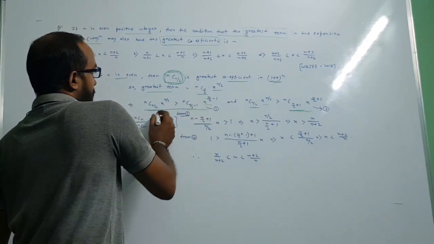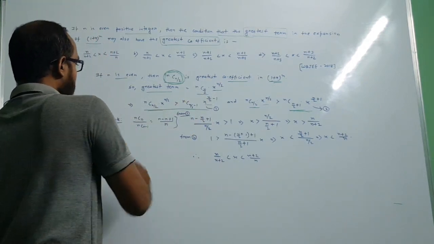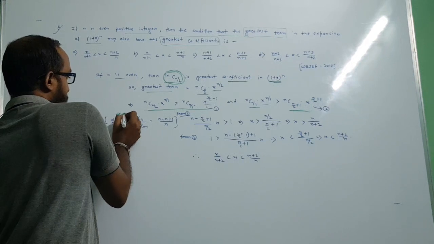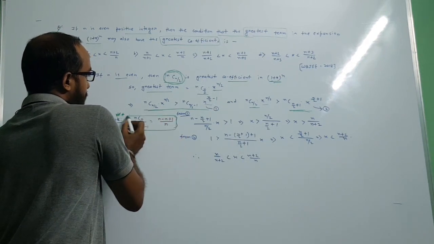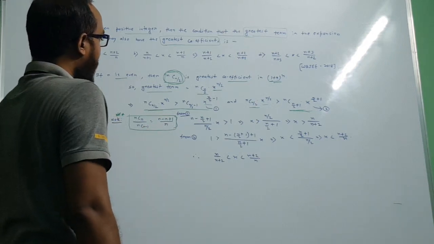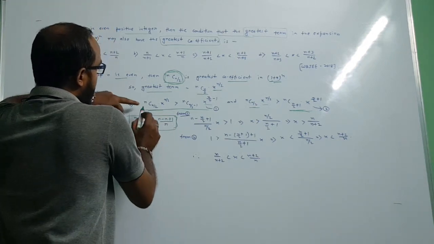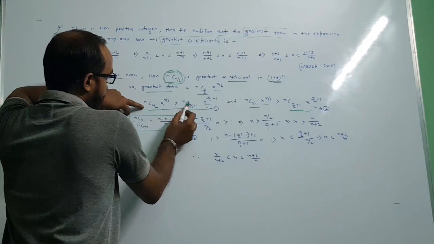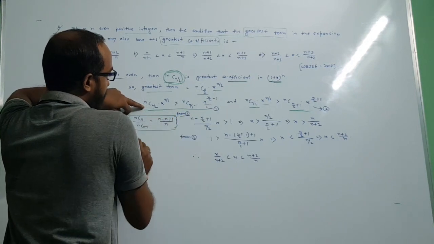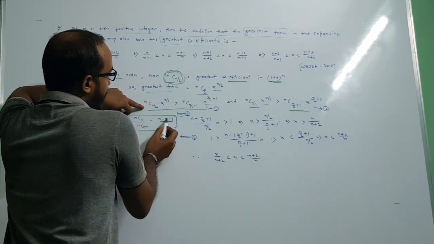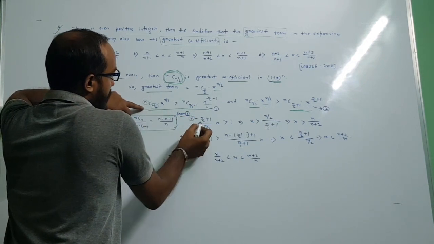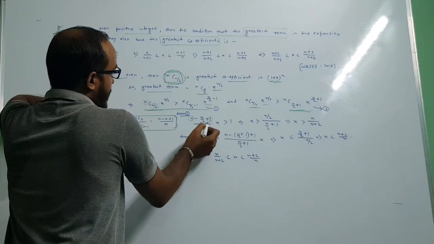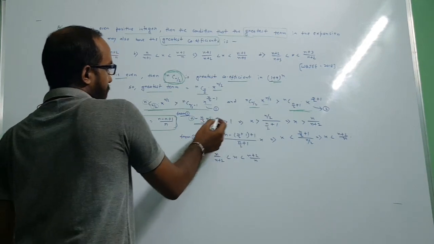So solve this. In order to solve this, you remember one formula. This is an extremely important formula: nCr by nCr minus 1 is (n minus r plus 1) by r. We will apply this formula. See, if we divide nCr by nCr minus 1, it will be (n minus r plus 1) by r, where r is n by 2 plus 1 and n minus r plus 1 is n minus (n by 2 plus 1) plus 1, divided by r. So calculate.